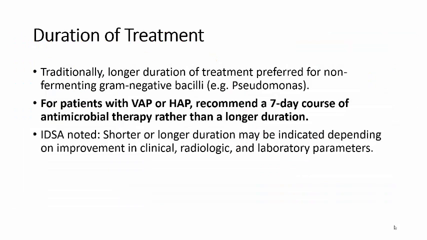This is another key statement: duration of treatment. Traditionally, we always said 2 weeks. Why did we come up with 2 weeks? Nobody knows, but that's what we've done. Traditionally, a longer duration of treatment was preferred for non-fermenting gram-negative bacilli, for example Pseudomonas. But the new guideline states that, doesn't matter what MDRO you have, the recommended course is a 7-day course of antimicrobial therapy, which is equally good as a longer duration.